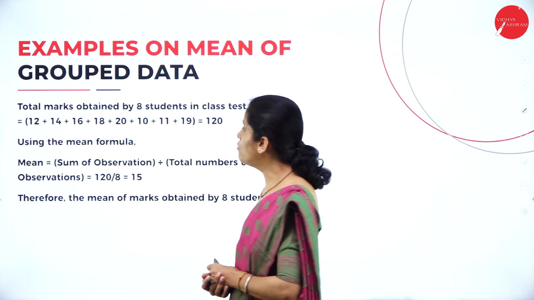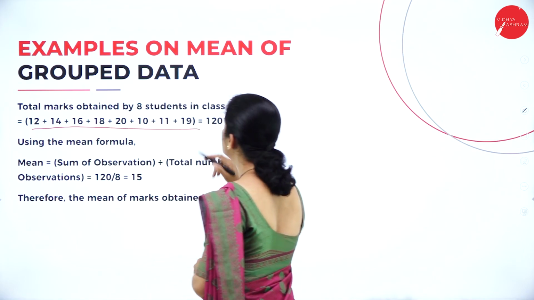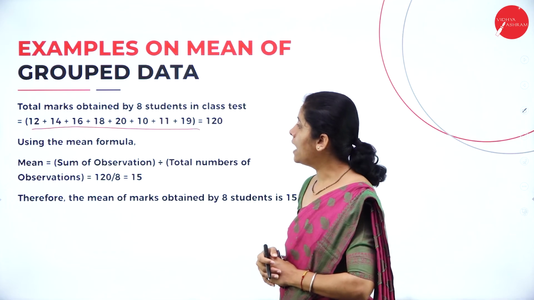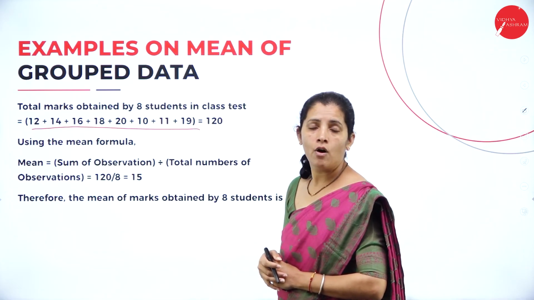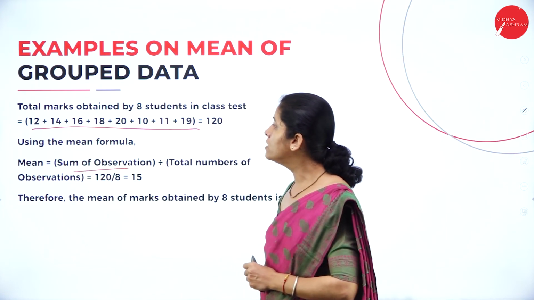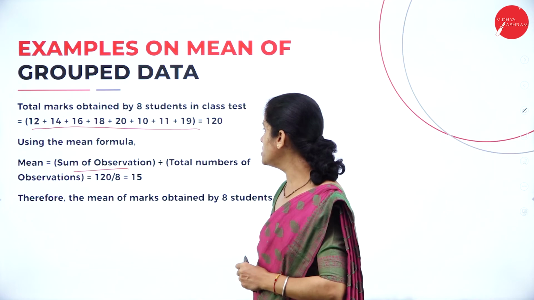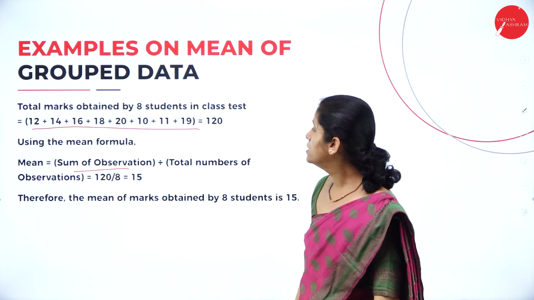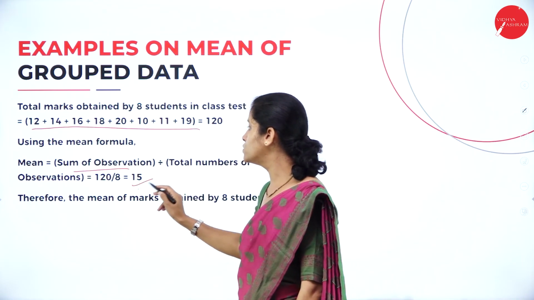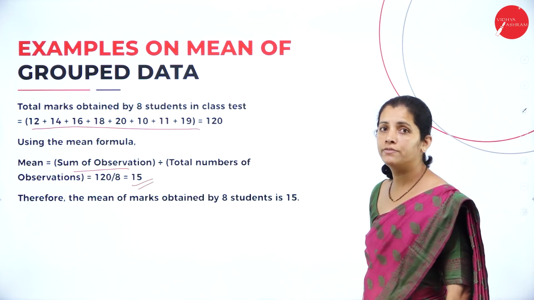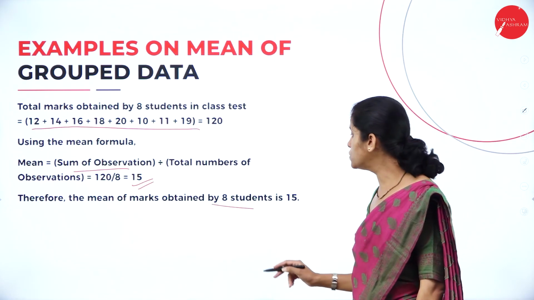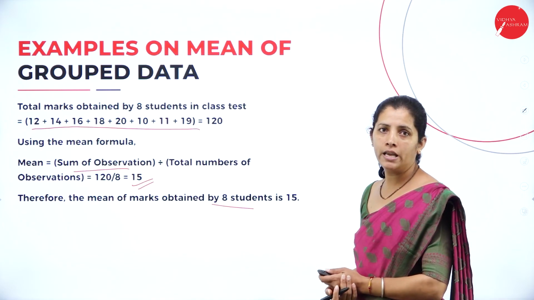Now what I want to do is add all these values together. So what is the value? It is 120. To find the mean of given numbers, mean equals the sum of observations divided by the total number. So the sum is 120 divided by 8. So what is the average mark? It is 15. So the mean of marks obtained by 8 students is 15.